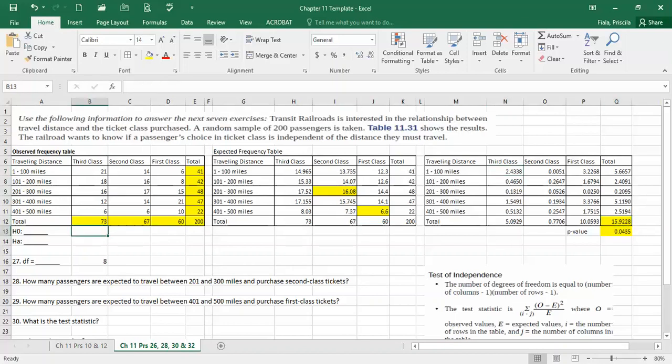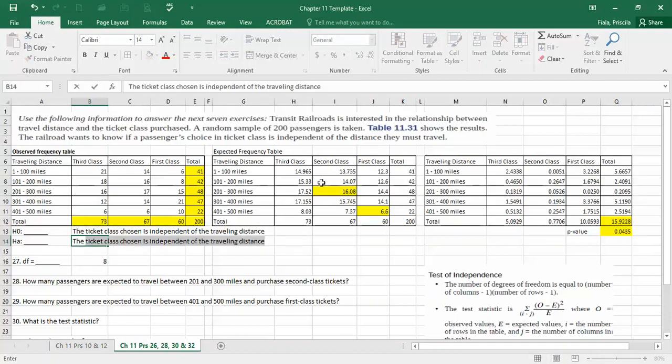So I haven't even set up my null hypothesis and my alternative hypothesis. So let's go ahead and do that. For my null hypothesis, I can say that the ticket class chosen is independent of the traveling distance. And then the alternative: if one is independent, I would say the other one is dependent. So it's a test of independence. And right here I showed you how to do the 3 columns, 5 rows. That's how we got the degrees of freedom.